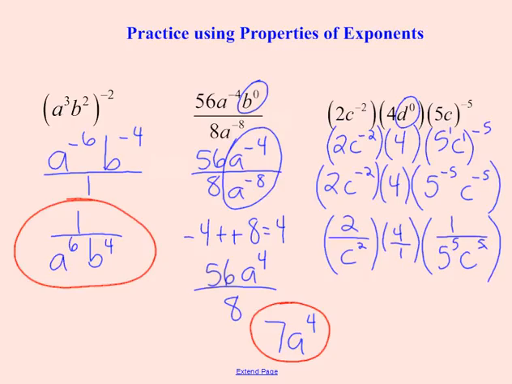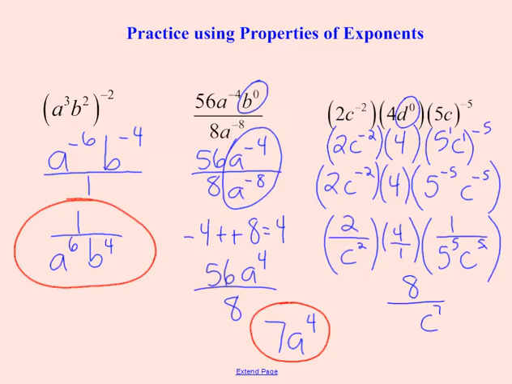Alright, so everything is being multiplied, so let's multiply our fractions. Multiply the numerator straight across. 2 times 4 times 1, that's 8. On the bottom we have c squared times 1 times 5 to the 5th, c to the 5th. Well, hopefully you are seeing the product rule, because we have c squared times c to the 5th. The product rule tells us that when we multiply with like bases, we add the exponents. So that comes out to be c to the 7th.